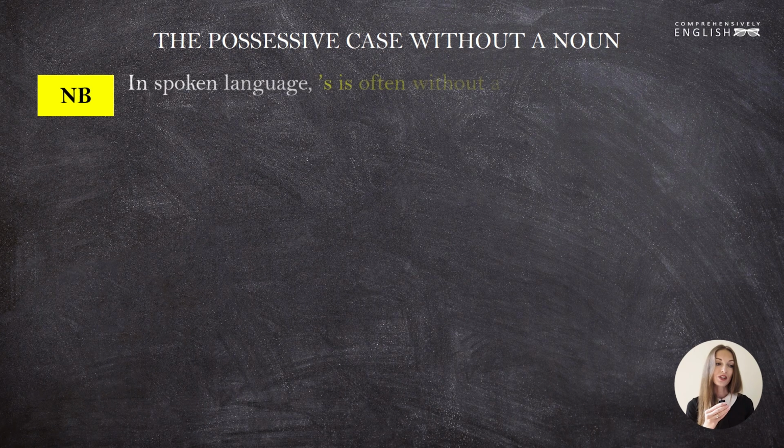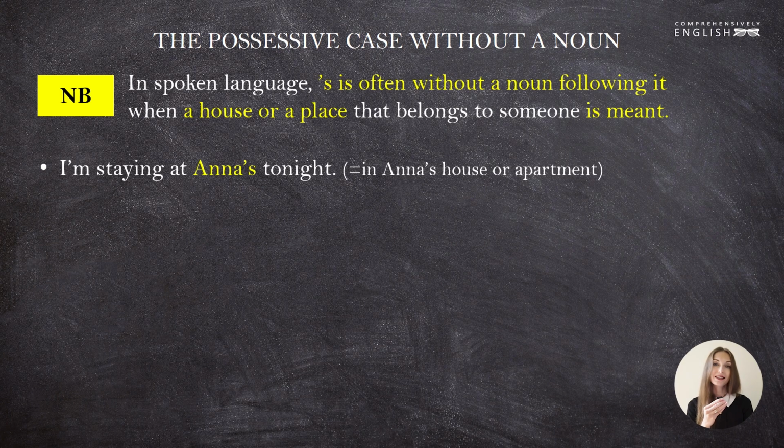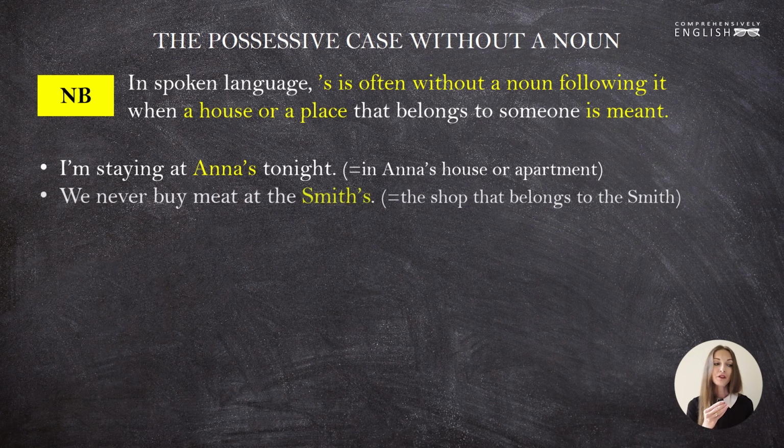In spoken language, apostrophe S is often used without a noun following it when a house or a place that belongs to someone is meant. For instance, I'm staying at Anna's tonight. By that we mean in Anna's house or in Anna's apartment. But we do not say the word house or apartment. At Anna's is enough. We never buy meat at the Smiths'. By the Smiths', we mean the shop that belongs to the Smiths.